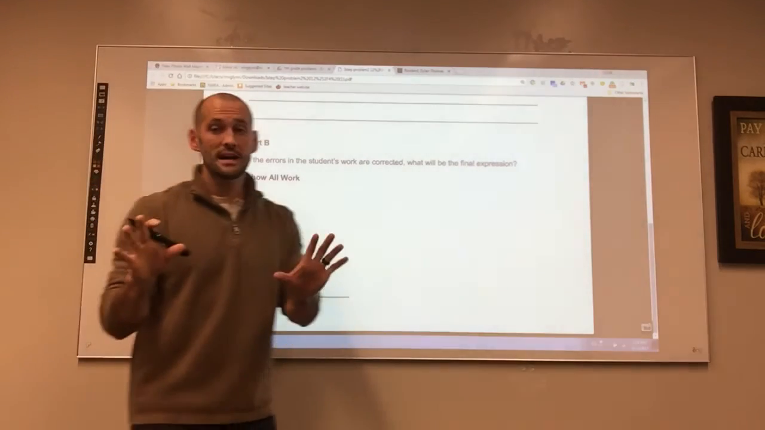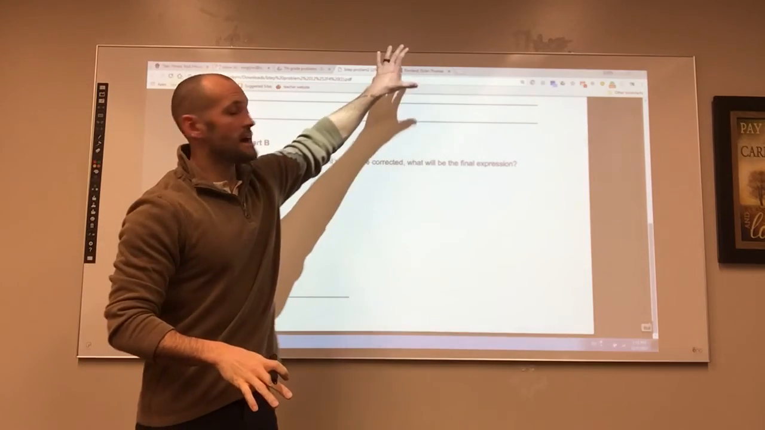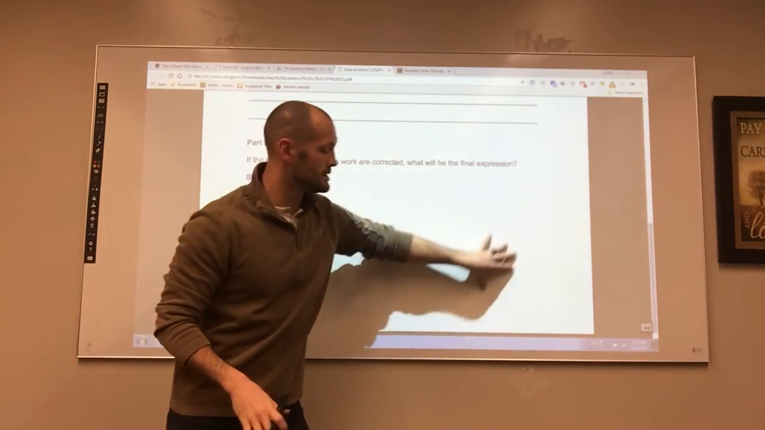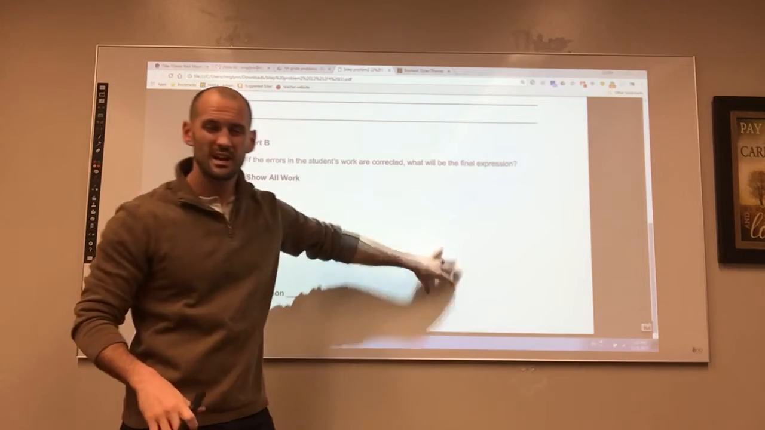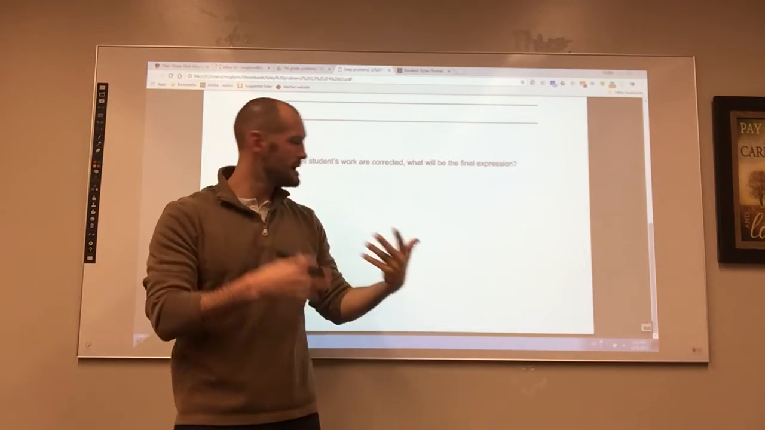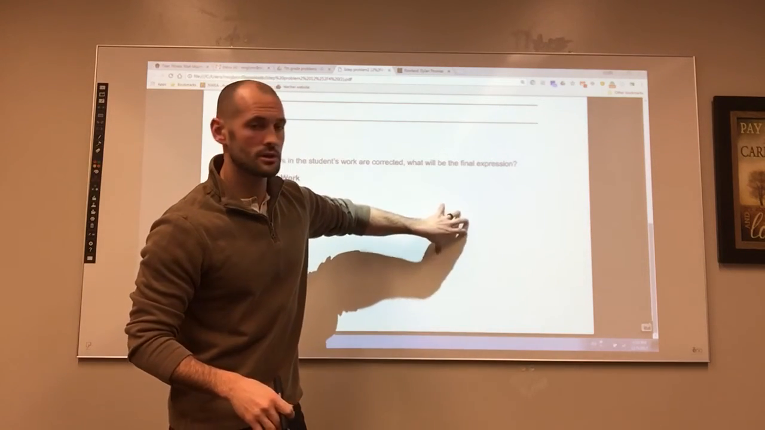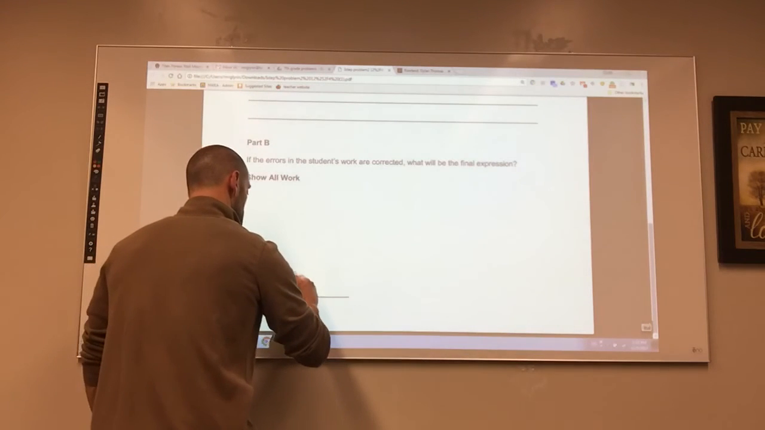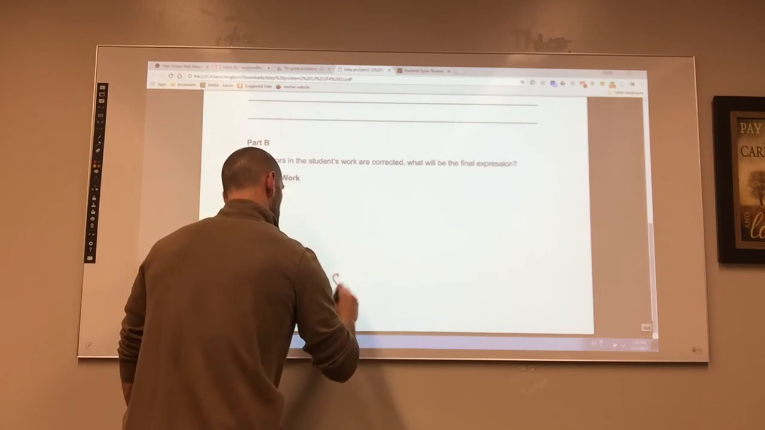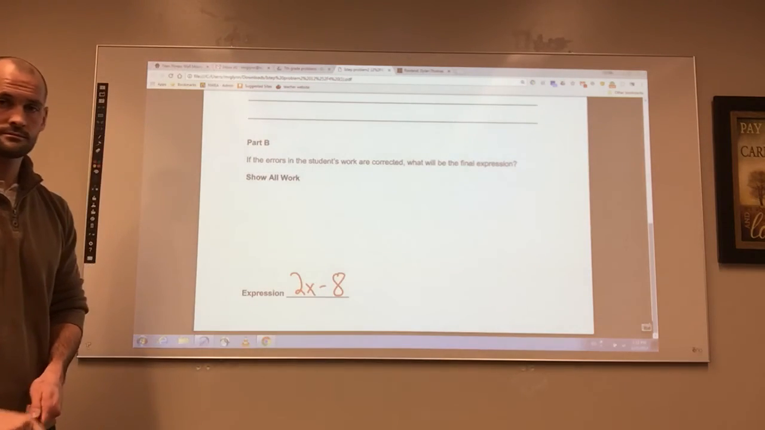And again, my advice from earlier, all of that work that I showed would have originally been right here if I had the full page to work with. But I blew it up so that you guys could see it a little better. But all my work that I'm showing should have been right here. Final answer, 2x minus 8.